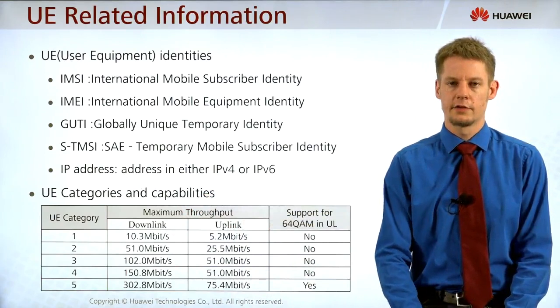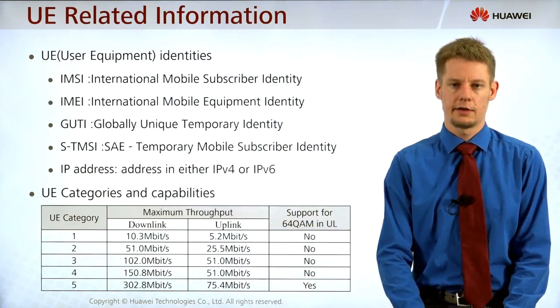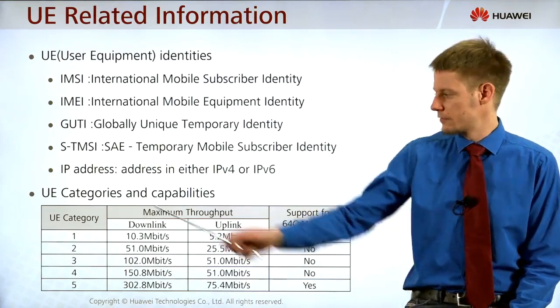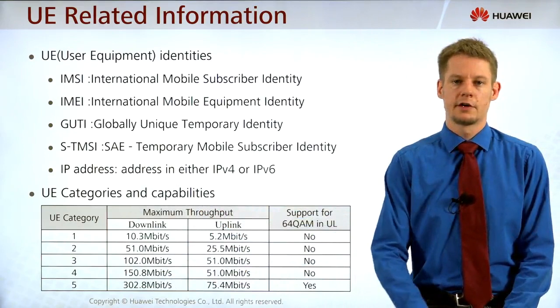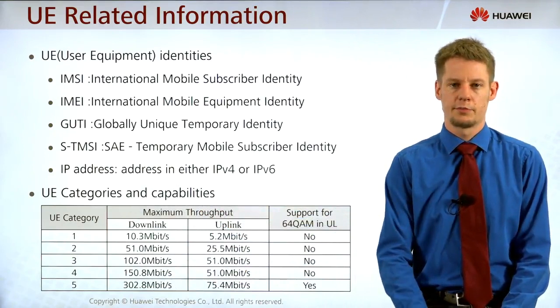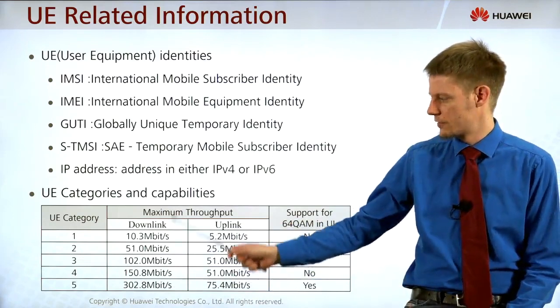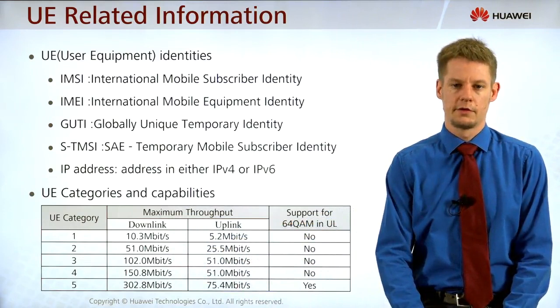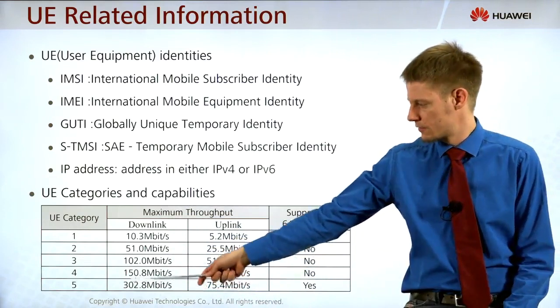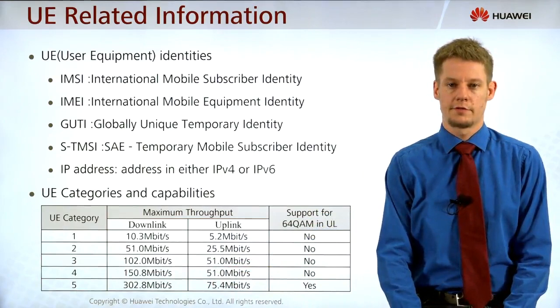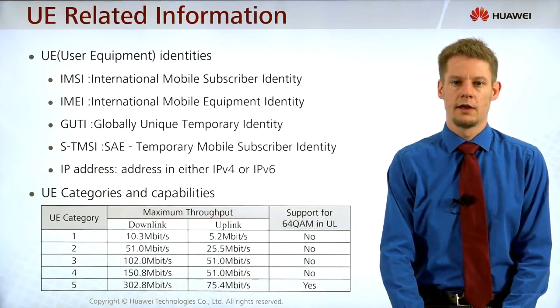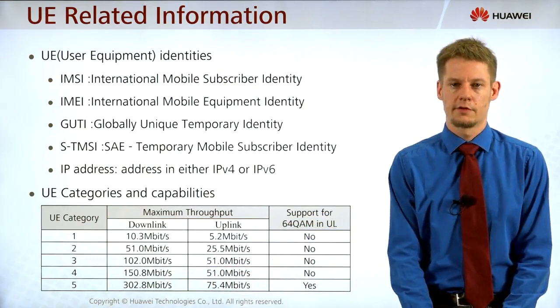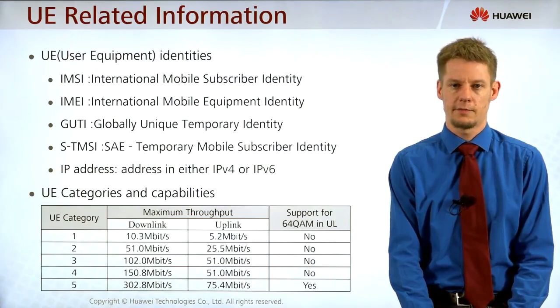The UEs themselves were categorized into 5 different categories when LTE was launched in release 8 by the 3GPP. And these 5 categories differ in the modulation schemes they support, in the MIMO they support, and so on. And this all results in different downlink and uplink speeds. What is also mentioned here is that the 5th category already supports 300 Mbit per second in downlink. And this is only possible because it supports 64 QAM as a modulation. We will see what this means in a few slides.